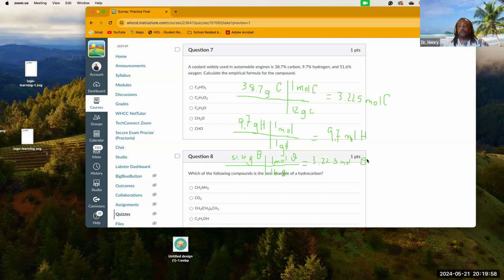Okay, so then what we're going to do is we're going to take the one that has the lowest number, and then we're going to divide it by itself and divide all of the other elements by it. So then we're getting the relationship of that one that's the lowest to all of the others. So in this case, carbon and oxygen are both 3.225.